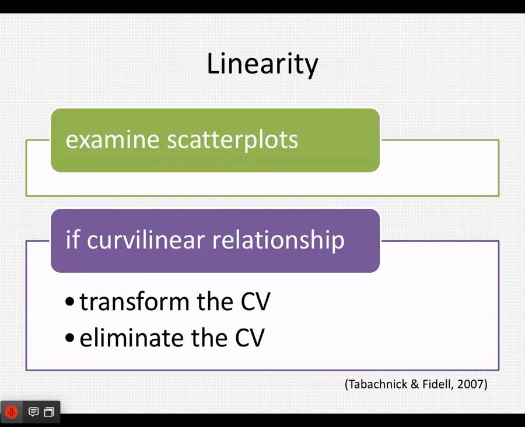And the next one is linearity. What we do for linearity is we examine the scatter plots, and we want to see if there's a curvilinear relationship. I don't know if you are familiar with what a curvilinear relationship is, so I'll draw what it looks like. A linear relationship is like a straight line. And a curvilinear relationship is when it involves x squared and stuff. It could look like this, could look like this. So these are curvilinear relationships.